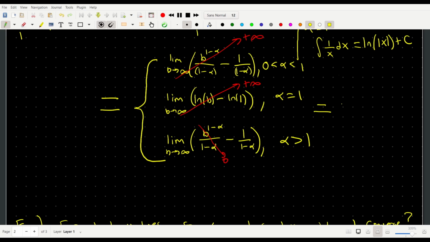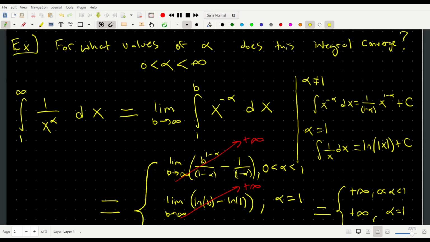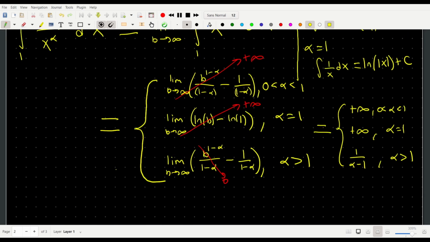So to summarize our result here, this integral diverges to positive infinity when alpha is between 0 and 1, and when alpha is equal to 1, but when alpha is strictly greater than 1, the value of this limit is going to be 1 over alpha minus 1, which is a neat result in and of itself. But this characterizes for us, for any type of function, whether this improper integral is going to diverge or converge.